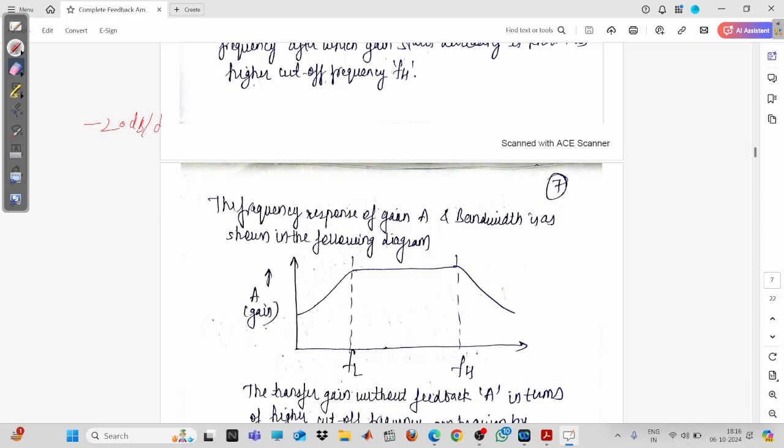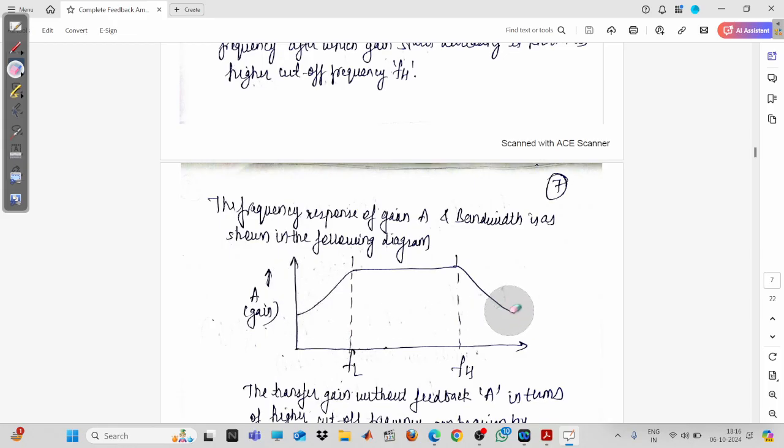Now we'll try to understand this. When you increase the frequency in decades, that is 1 hertz to 10 hertz or 10 hertz to 100 hertz, then your gain will reduce by 20 dB. dB means decibel. So normally this slope will be in terms of dB per decade, because we are going to vary the frequency in tens, that is in decades.